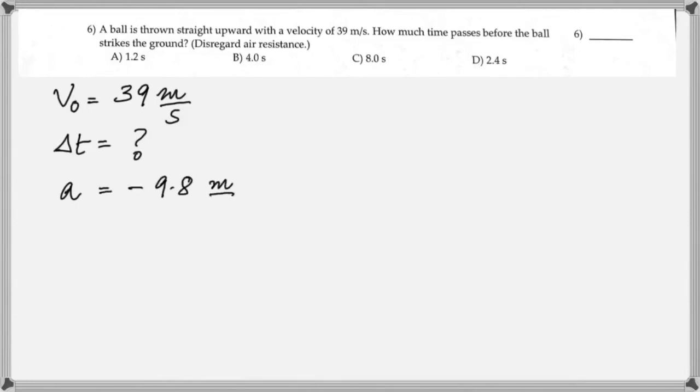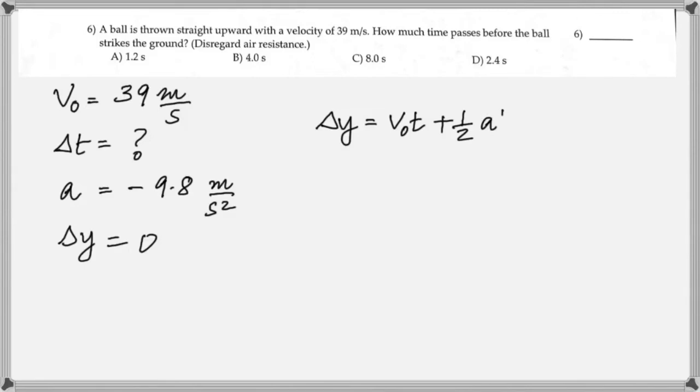A ball is thrown straight up with a velocity of 39 meters per second. How much time passes before the ball strikes the ground? In this case, the net displacement is 0. The initial velocity is given. We know the acceleration is negative 9.8 meters per second squared. And you're asked to calculate time. Now the equation that has these 4 terms is this equation.